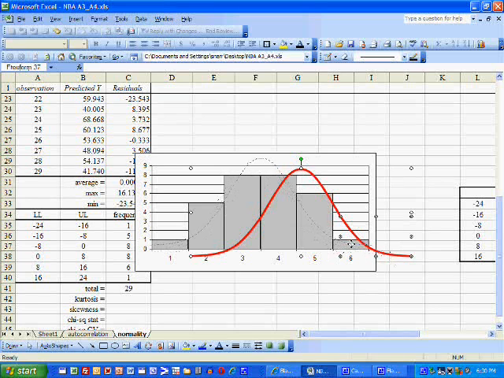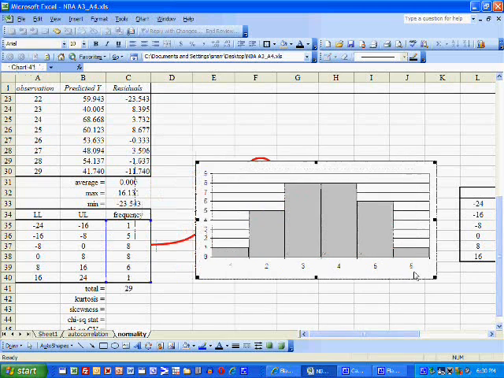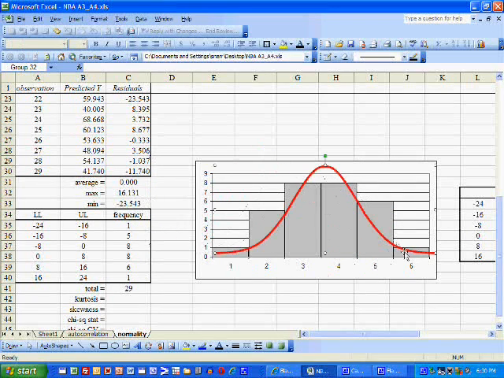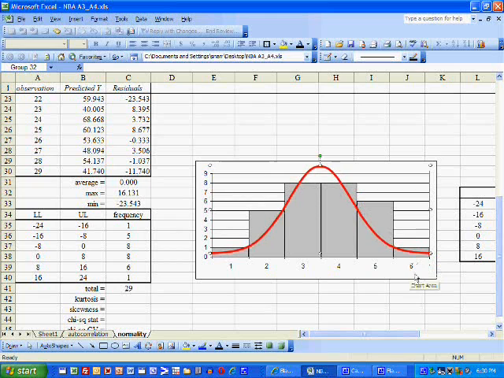Building a histogram in Excel is very difficult to do, especially with continuous data. The x-axis labels are difficult to define. Right now I have the x-axis labels as first interval, second interval, third interval, fourth interval, fifth interval, sixth interval. I would rather have this be minus 24, minus 16, minus 8, 0, 8, 16, and 24. But that's kind of hard to do. So you've got to visualize that this is minus 24, minus 16, minus 8, 0, etc.